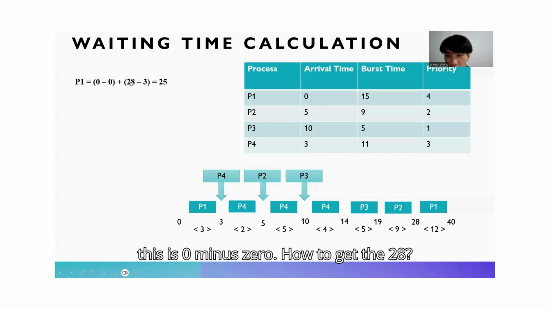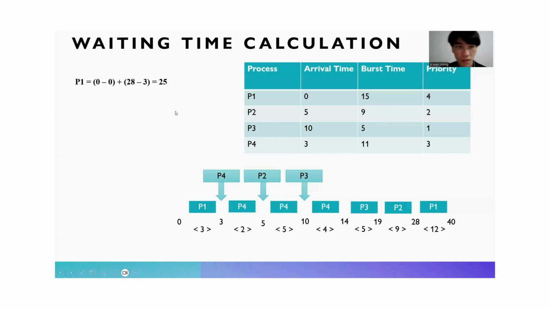How to get the 28? For the 28, you just see the last P1 process, right? The starting time is 28. So you just take 28 minus 3. The 3 is taken by the preemptive time of P1. You can see the preemptive time, they stop at time 3, right? So 28 minus 3 equal to 25.